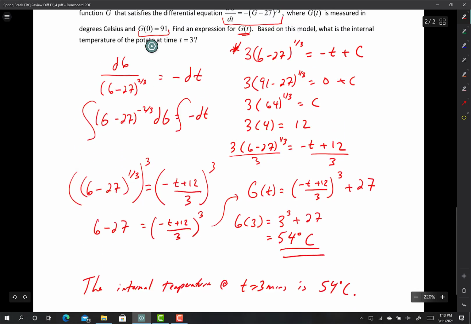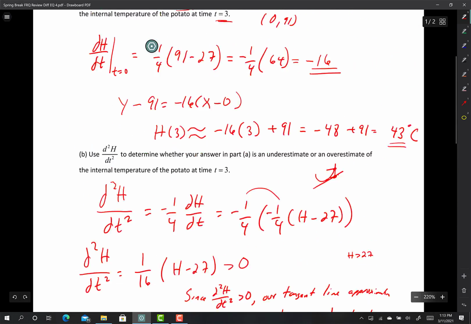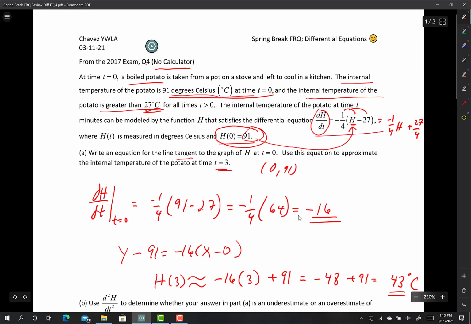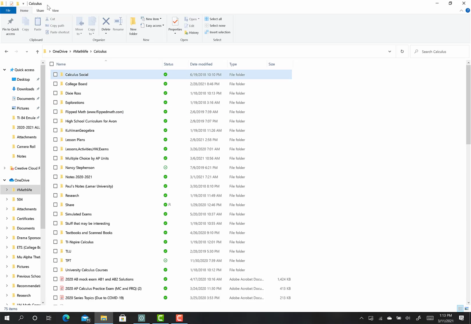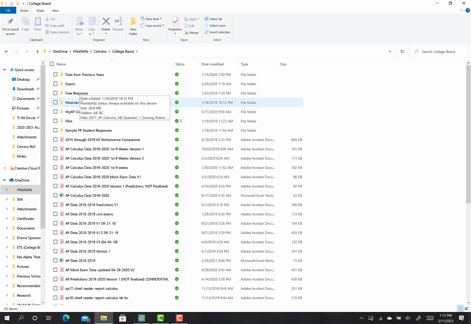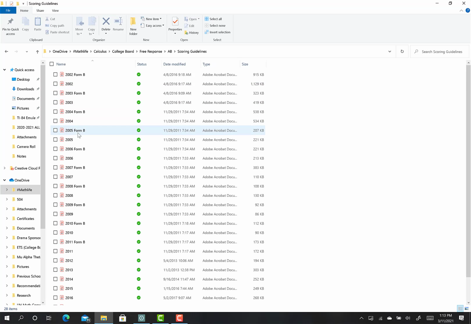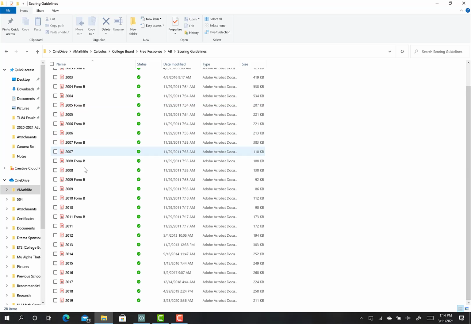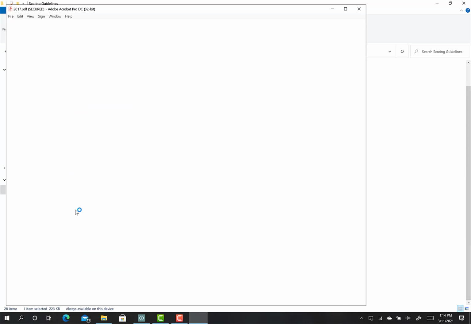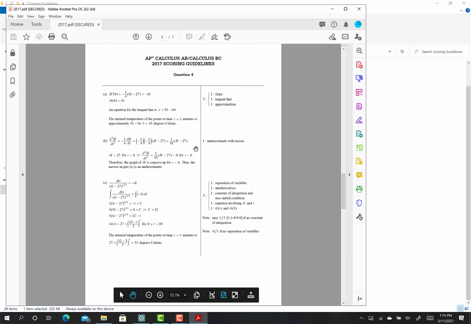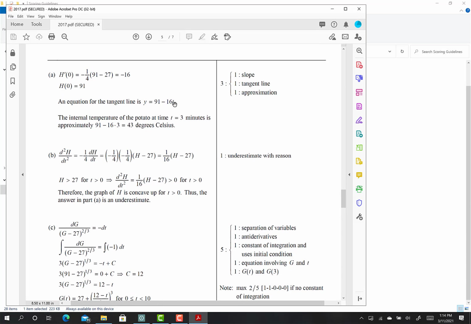Let's take a look at the rubric and see if we got everything, guys. That was kind of fun, actually. So which one is from what year? 2007. So 2007 College Board response. 2017. Sorry, guys. Let's go. 2017. It was question 4. All right. Yeah, we got it.